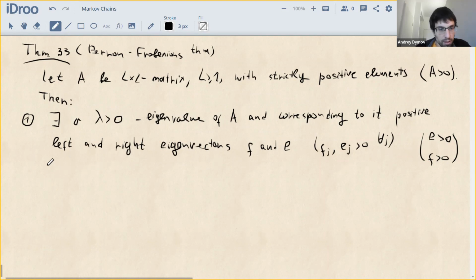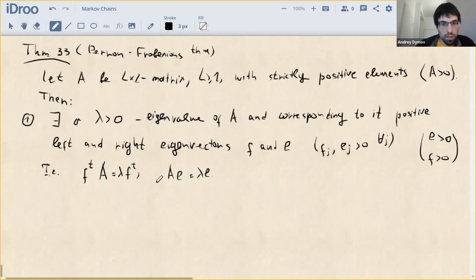So that is, F should be a row vector, right? So F transposed A equals lambda F transposed, and A E equals lambda E. So what is the assertion? It is not even evident that the matrix A has a real eigenvalue, right? Because all its eigenvalues can be complex, but it turns out that in the case when its elements are strictly positive, it has at least one real eigenvalue, and moreover, this eigenvalue is strictly positive. And moreover, the eigenvectors which correspond to this eigenvalue are also strictly positive. So this is the assertion.